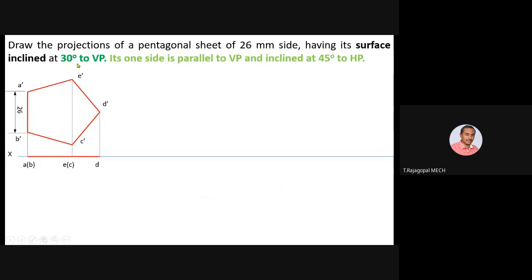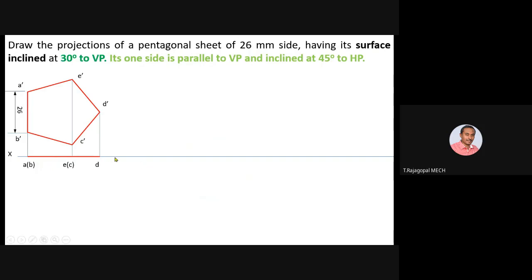Whenever you have two inclinations, with respect to HP as well as with respect to VP, 30 degrees to VP and also, as you can check in the question, 45 degrees to HP, which inclination do you take for step 3? Always take the surface inclination first. Then you can shift one side to incline it at 45 degrees to HP. So always take the surface inclination in step number 3. For us, the surface inclination is 30 degrees to VP.